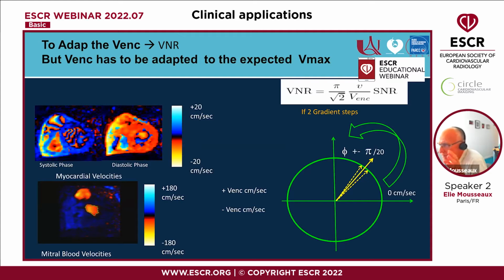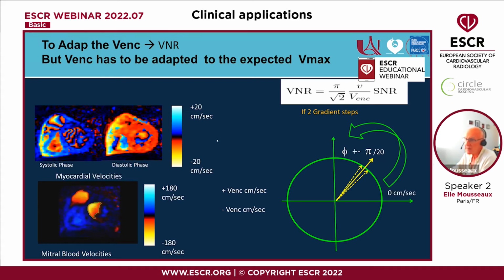So I would like to go back, in just one slide, to the basics. Of course, the VENC is very important because it's a way to avoid aliasing, but it's also a way to have more accuracy for what I call the velocity to noise ratio. If you take a very high VENC for avoiding aliasing, you will also have very poor velocity to noise ratio. So depending on what you are looking for, you must decide your VENC.